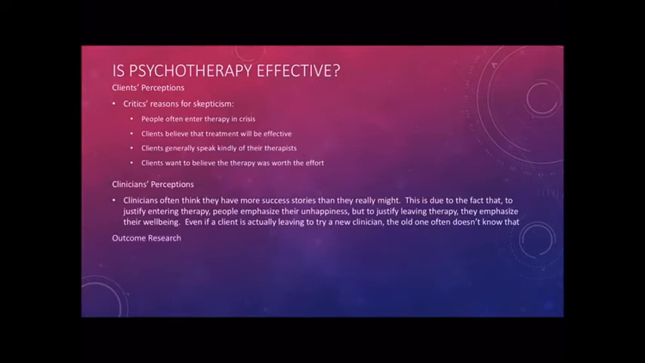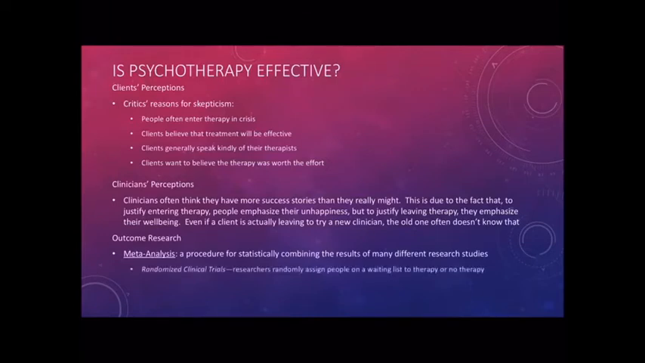But outcome research goes in the opposite direction. Meta-analysis is where, kind of like the eclectic approach, we're collecting a bunch of different information from different research studies, and then we run a statistical analysis on the overall outcomes. We use randomized clinical trials where we randomly assign people on a waiting list to either getting therapy or not having therapy. So there's your experimental versus control groups. And meta-analysis showed that the average therapy client ends up better off than 80% of people who were untreated.